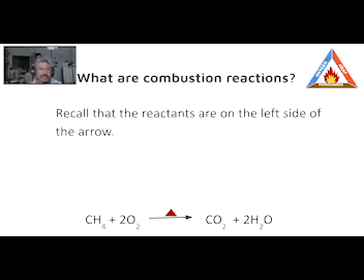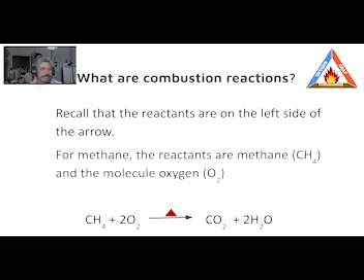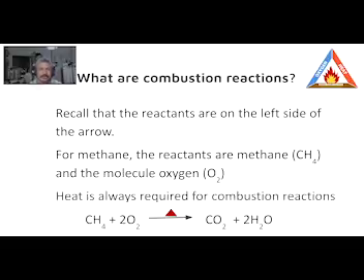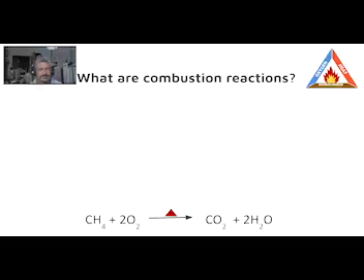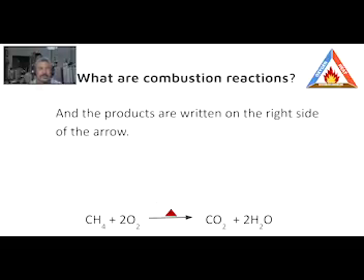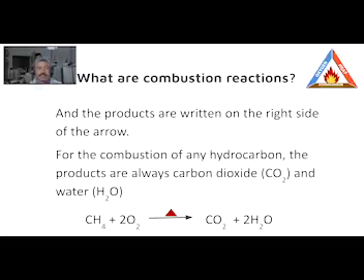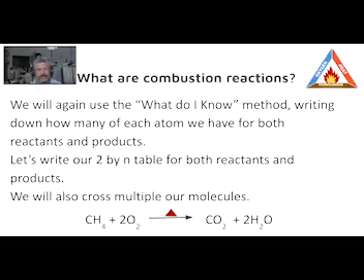Recall that reactants are on the left side of the arrow. For methane, the reactants are methane, CH4, and the molecule oxygen, O2. Heat is always required for combustion reactions. And the products are written on the right side of the arrow. For combustion of any hydrocarbon, the products are always going to be carbon dioxide, CO2, and water, H2O.